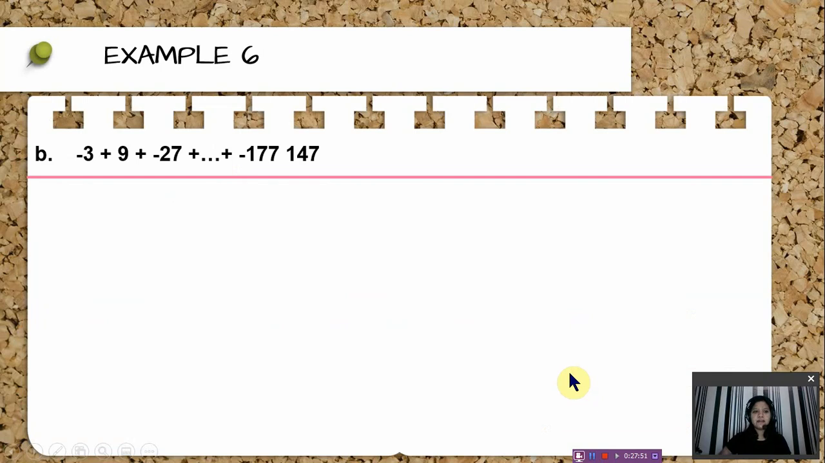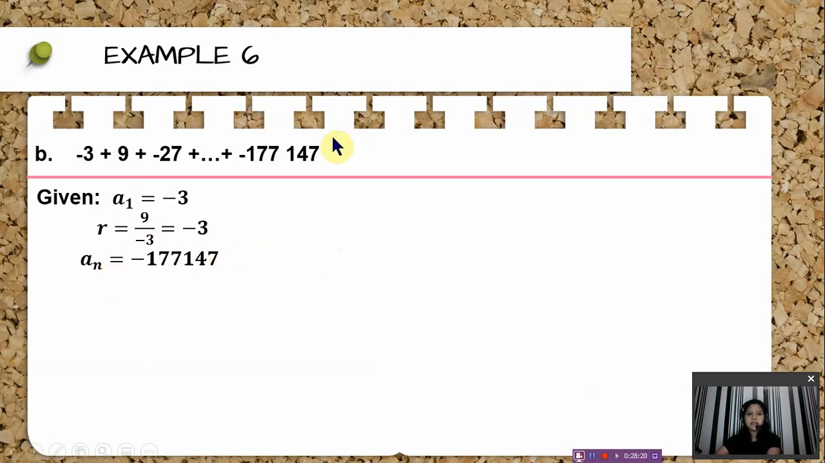For the next example, please pause the video and solve this one for yourself. Now, let us check. Let's identify the given first. We have a sub 1 is negative 3. R is 9 divided by negative 3, that is negative 3.